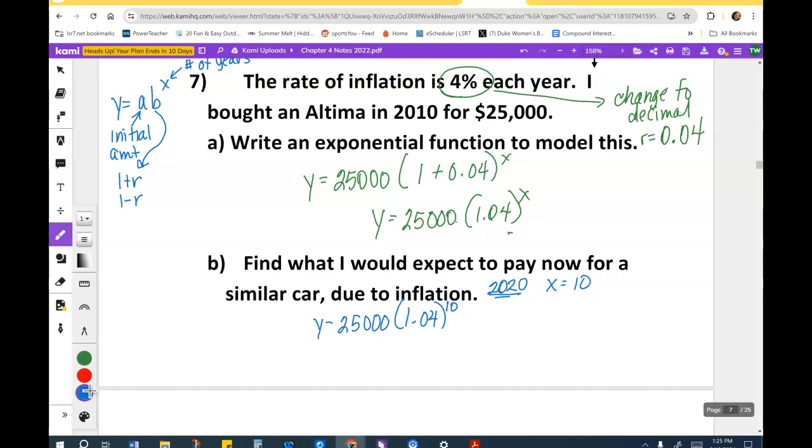Okay, and so if I do that, you're just going to literally put it in your calculator, 25,000 times 1.04. Remember, you use a caret to raise it to the 10th power. And I want you to go ahead and do it. Make sure you get the right number. It should be $37,006.11. Okay, so a car that cost $25,000 in 2010 at only 4% inflation is going to cost $37,000 10 years later. Okay, so 4% doesn't sound like big inflation, but that's a big difference in the cost of a car.